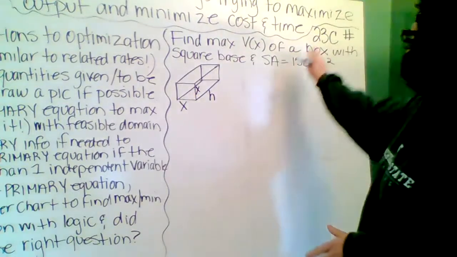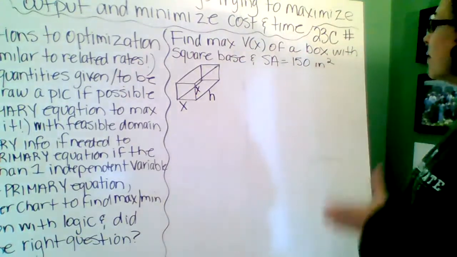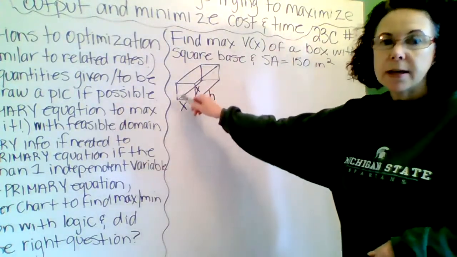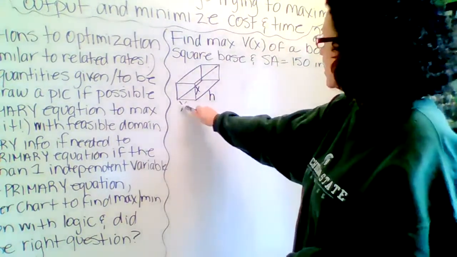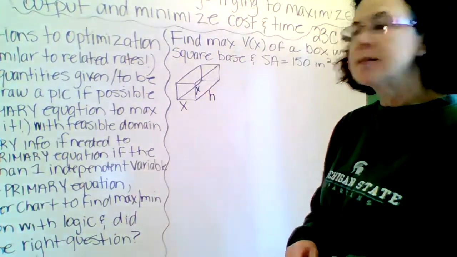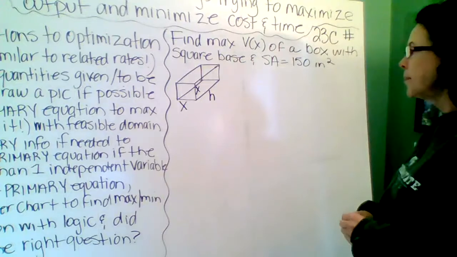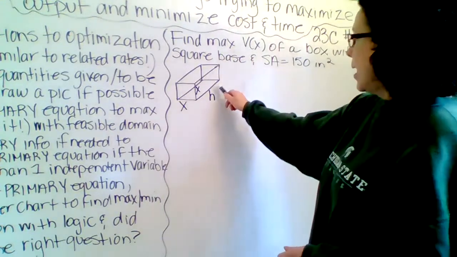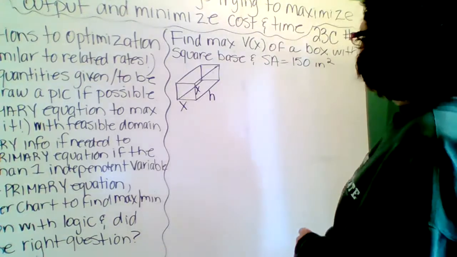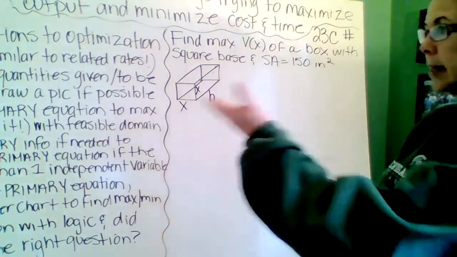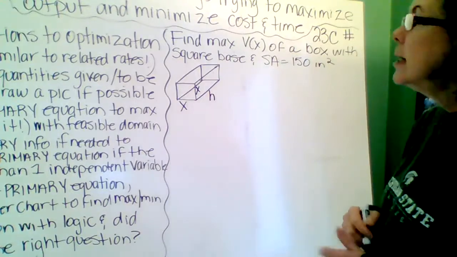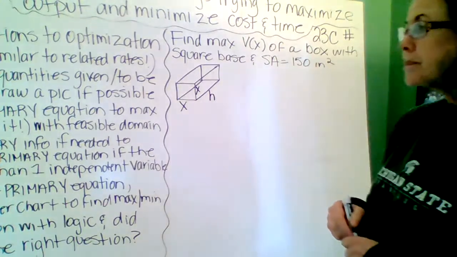So on 23C, the question was, find the maximum volume of a box with a square base. Notice I made a square base. I did mark those sides X and X, and a surface area, that's what the SA is, of 150 inches squared. So what I did is I made the distance between the front and the back base H. And so the first thing we do is identify all quantities given and to be determined and draw a picture if possible. That was our first step, and we did that.